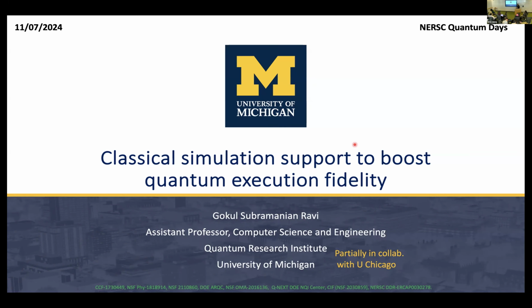I'm Gokul Ravi. I'm an assistant professor at the University of Michigan. Until last year, I was a postdoc at the University of Chicago. Some of the stuff I'm going to talk about is work I initially did when I was a postdoc over there, and some of the work I'm doing now continues to be in collaboration with Fred Chong's group over there and others.